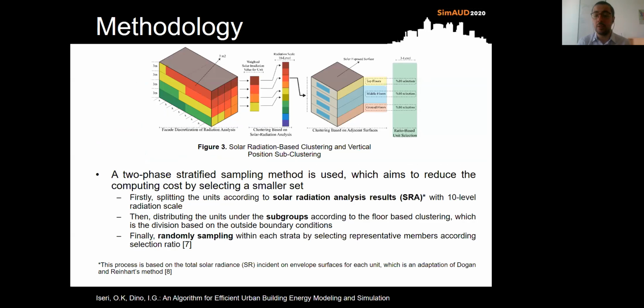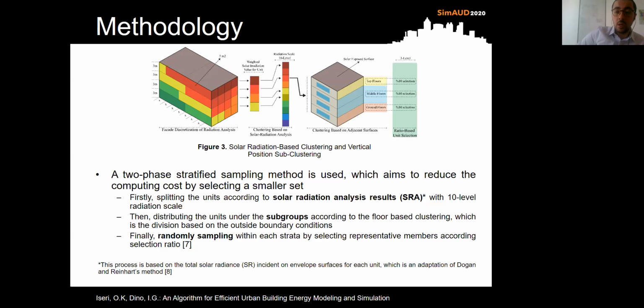Our first clustering method is the radiation analysis. We are executing radiation analysis for all buildings in order to divide them by their radiation analysis results. We are dividing all the buildings into 10 radiation scales based on their results on the vertical surfaces. And secondly, we are putting extra grouping comparing their vertical positions. For example, as you can see in figure 3, the top floors, middle floors, and ground floors are divided from each other.